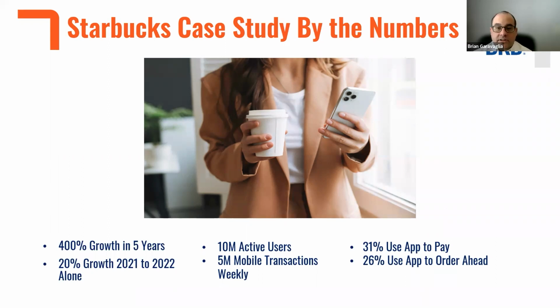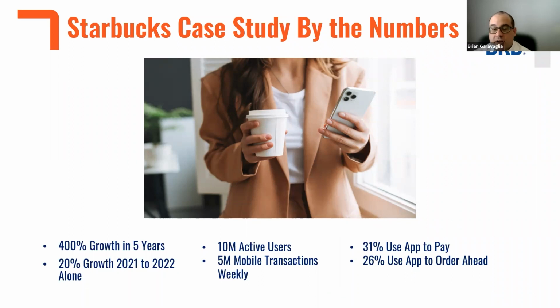And when we look at Starbucks specifically by the numbers, the growth that they have seen is just absolutely phenomenal. Over 5 years, they've had over 400% growth in engagement and app sales. Between 21 and 22 alone, they grew 20%. That is a massive growth number in any business. And that should be getting you as wash operators excited about what 20% growth could mean to you and to your business. 20% additional revenue. What does that look like?